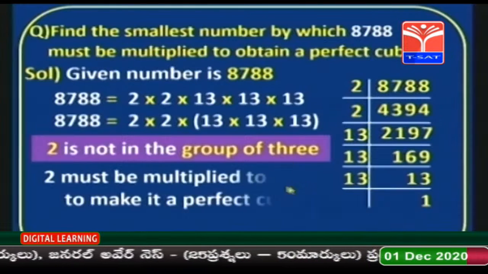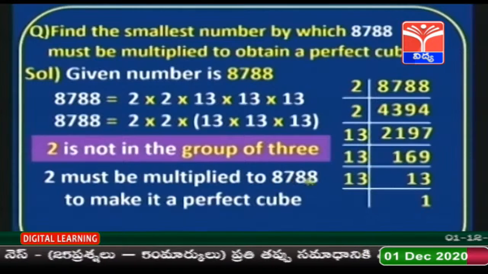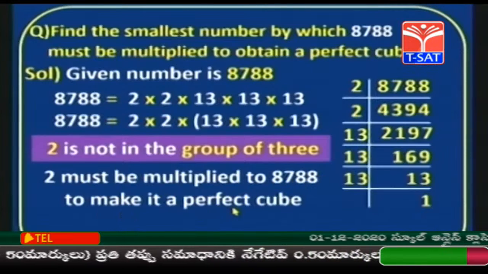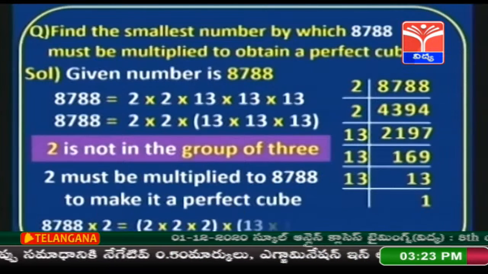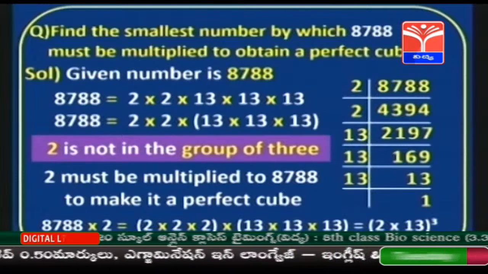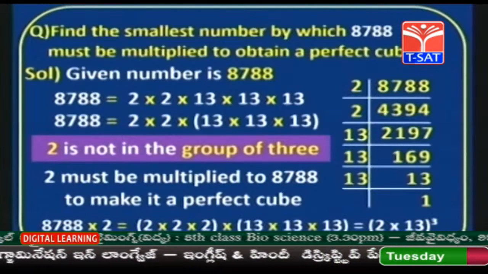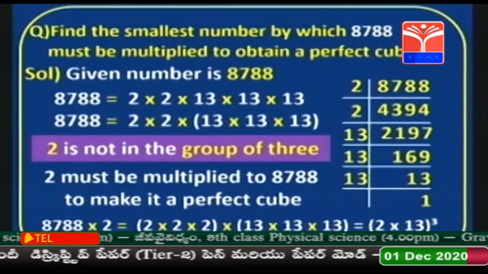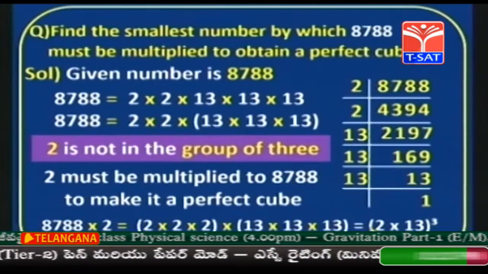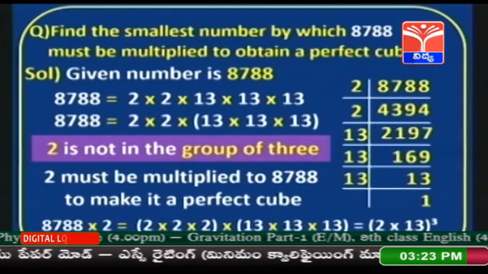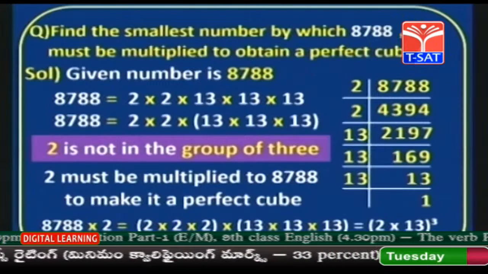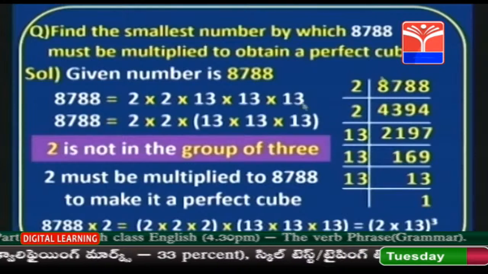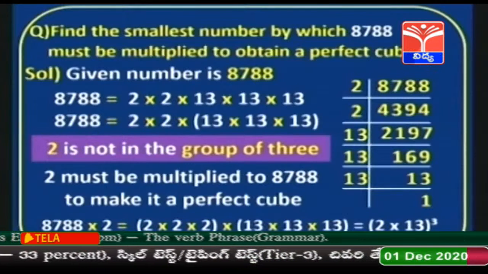So 2 must be multiplied to 8788 to make it a perfect cube. So 8788 into 2 can be taken as 2 into 2 into 2 into 13 into 13 into 13. Here children, we do not have the third 2. When we multiply it, we will get it in the group. So it becomes a perfect cube. Now tell me, what should be multiplied for this number to make it a perfect cube? Yes, we should multiply with 2.